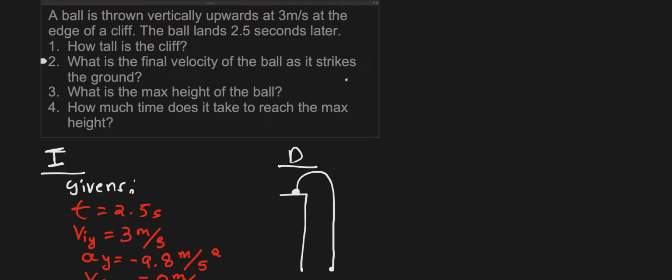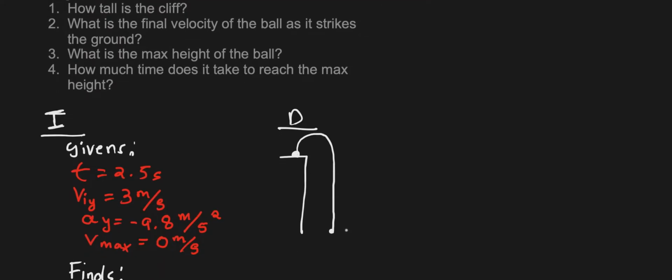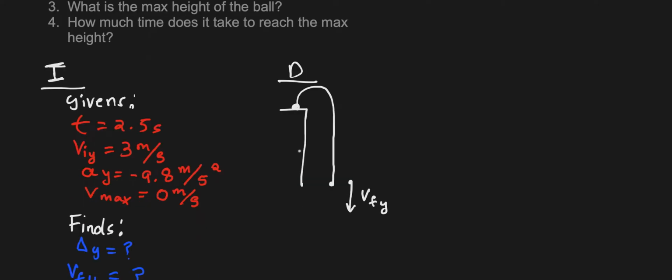So if we were to draw the final velocity, that would be going down like this. That's VFY. And V initial, and I should say, it's thrown vertically upwards at 3 meters per second. So this is going to be the initial velocity in the y direction. Let me say this is going to be straight upwards. This is VIY.